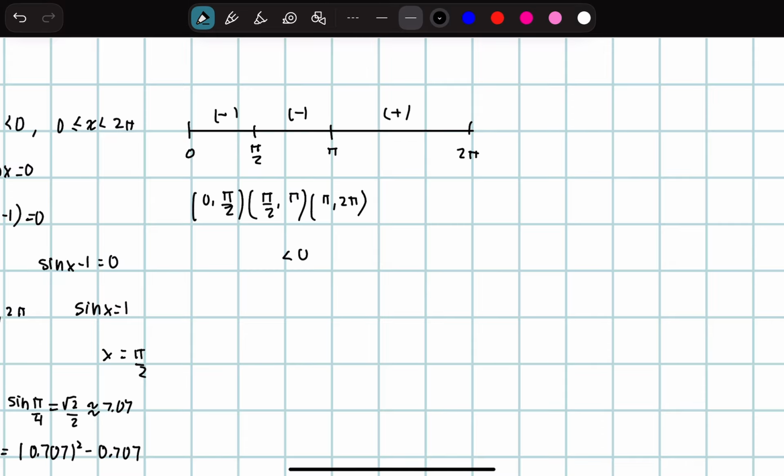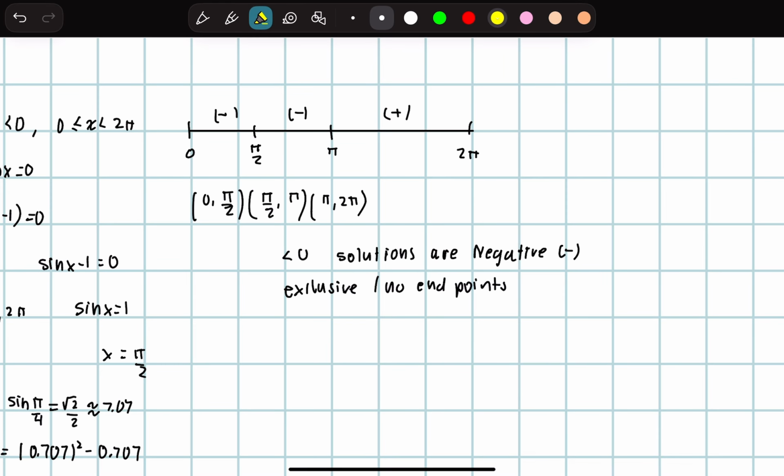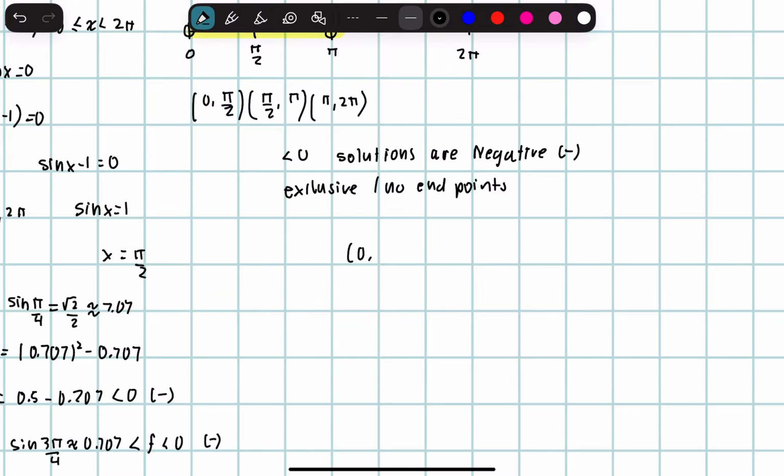So now we choose intervals. We want less than 0, so we choose the solutions that are negative. It's also exclusive, meaning no endpoints, and the negative part is going to be right here, and that's going to be exclusive. So that means we can write this in interval notation as 0 to pi. Great.